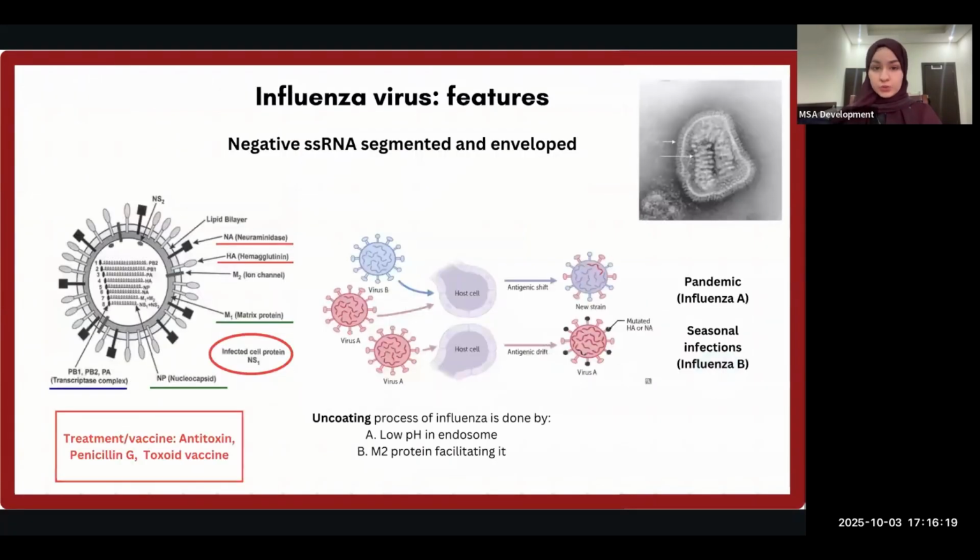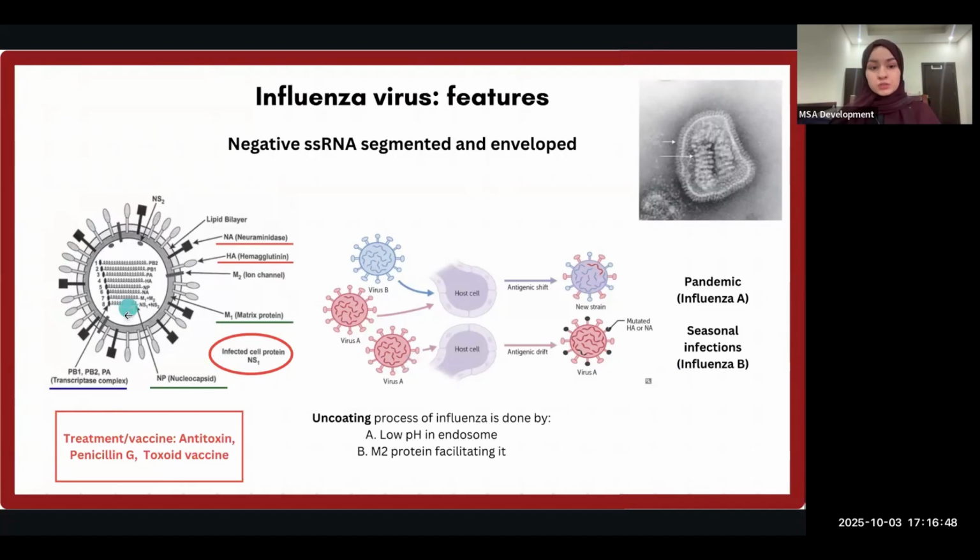Now, for influenza, this is honestly not too important. It's not really relevant to OSPE that much. I don't think I've seen any questions, but I just wanted to put it here for completion's sake and for your reference. Know what type of virus it is: negative, single-stranded, segmented, and enveloped. Each part of this phrase is important. Know it and memorize it. It might come in a question.